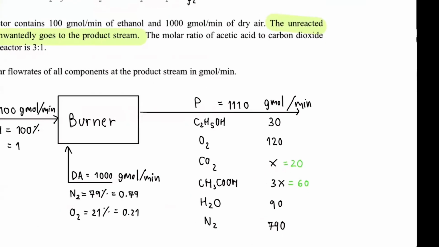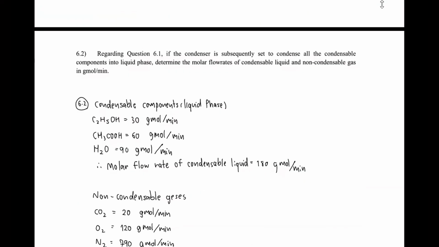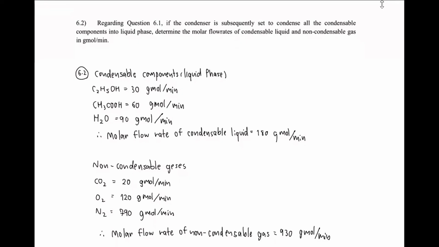That's it for the 6.2 question, easy to understand. We need to categorize the given substances into condensable liquids and non-condensable gases. For the condensable components in liquid phase, the ethanol is 30, the acetic acid is equal to 60, and the water equal to 90. So the molar flow of condensable liquid equal to 120 gram mole per min.